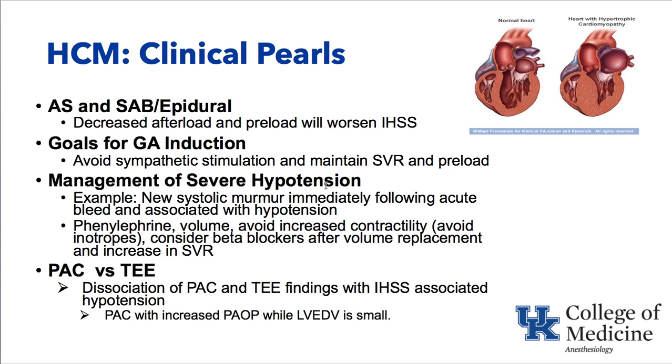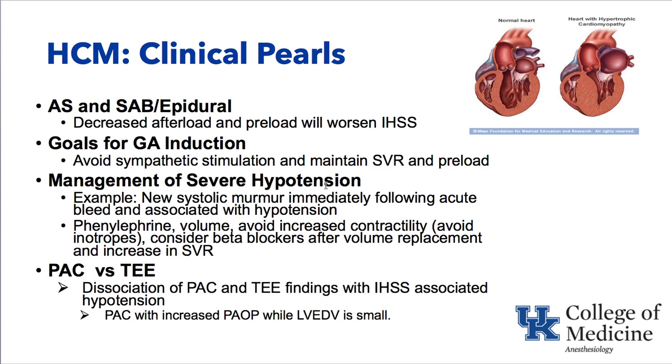In fact, classically, as you're adding more and more drugs like that, the patient gets worse and worse, and then someone comes in and, recognizing that this is IHSS physiology, they stop all the beta stimulants and give a little phenylephrine and a little volume, and suddenly things get better. And even beta blockers after you have given volume replacement. So phenylephrine, volume, beta blockers: the management for HOCM.